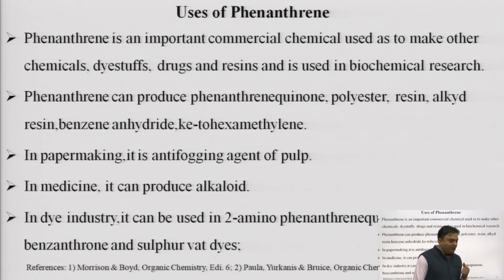It can also be used in the preparation of anti-fogging agents of pulp. It can also be used in the synthesis of various alkaloids, and it is a part of various natural alkaloids like morphine. In the dye industry, it can be used for 2-amino phenanthroquinone, benzanthrone, and sulfur vat dyes. So again, it's a very important molecule.